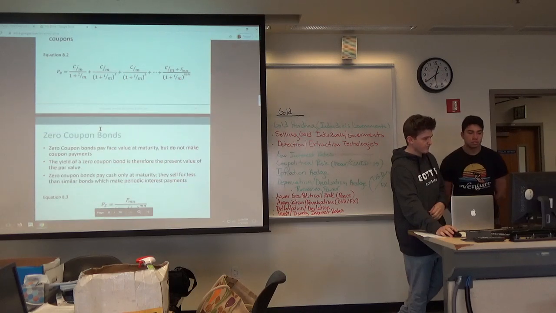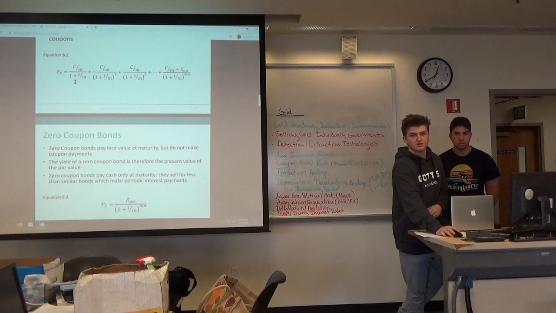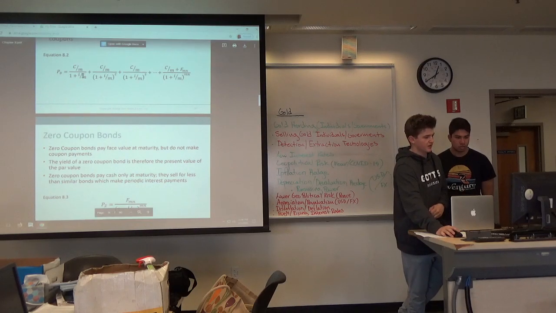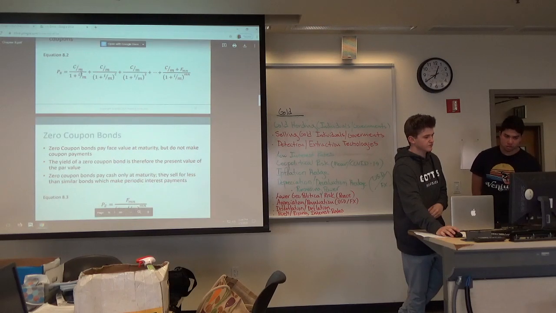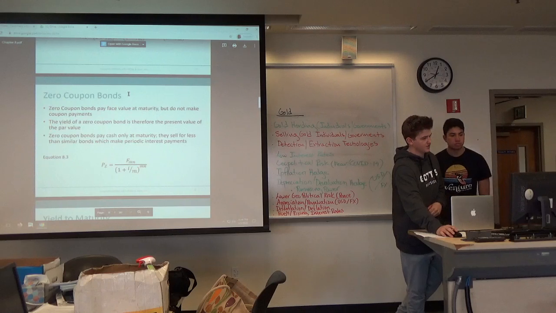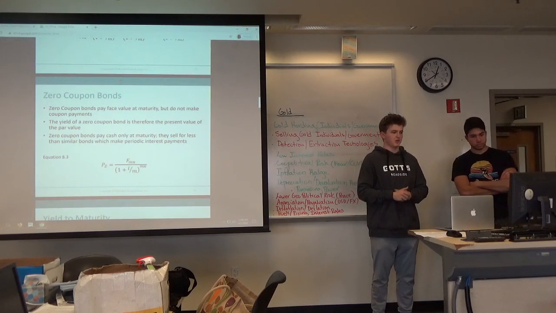You just gotta remember that you divide the coupon by the maturity. It's semi-annual. Yeah, the I divided by the M. Yeah, it's the C divided by M and I divided by M. The zero coupon bonds, they pay the face value at maturity, but they do not make coupon payments.